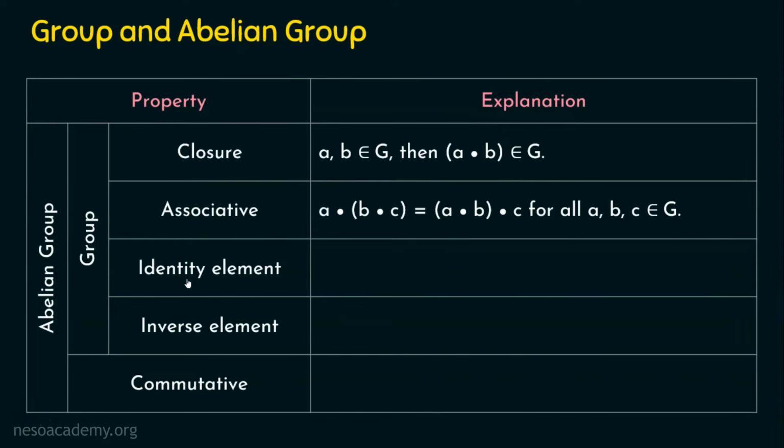Then what is the identity element? Let's take an element A. When that element A is combined with the operation dot with the other element E, and when this A dot E or E dot A gives A again, then the identity element exists in the group, where A and E are also a part of the group. This is exactly the identity element.